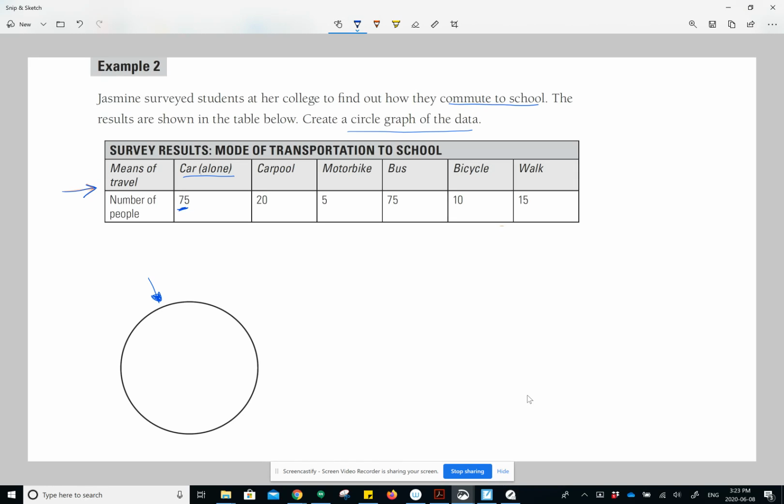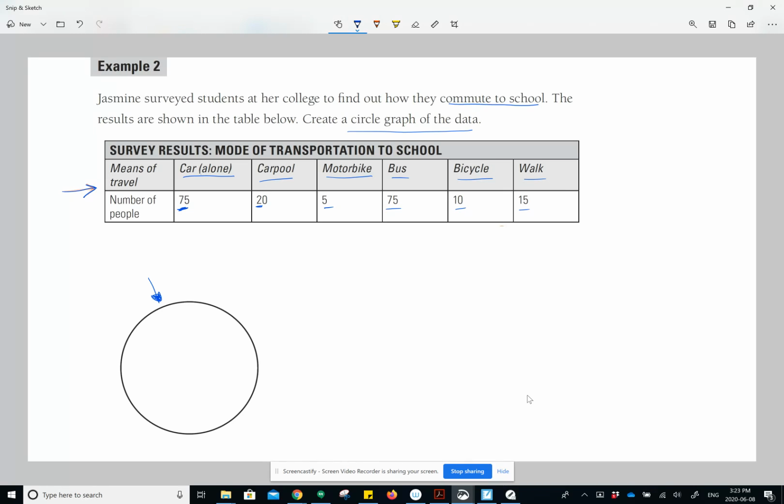75 students answered that they use a car alone. 20 students said that they carpool. 5 students said they use a motorbike. 75 students say they use a bus. 10 students said they use a bicycle. And 15 said they walk.